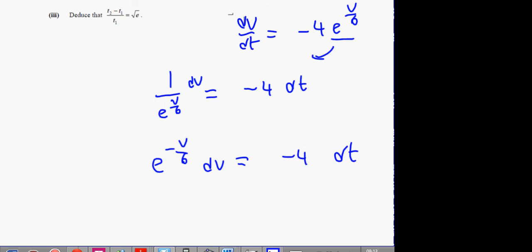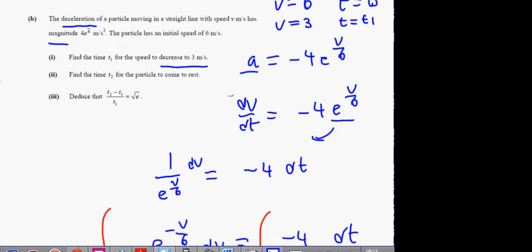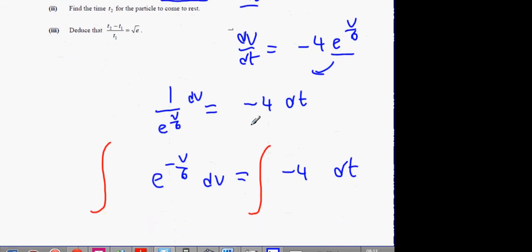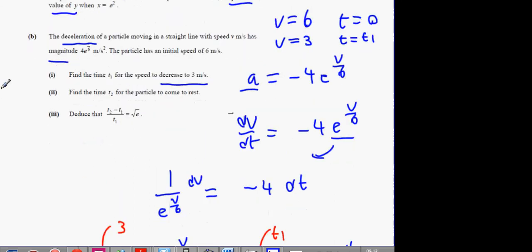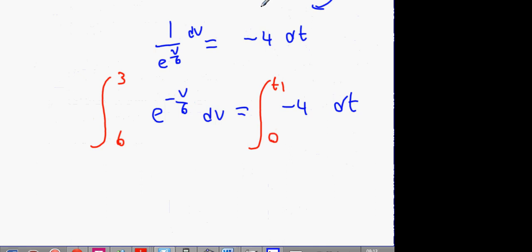And now we're going to integrate. Make sure we match them up properly: t1 on top, 3 on the top, 6 on the bottom, and 0 on the bottom. Now we're ready to do this. Now remember the rule about integrating e. What's the general rule? It never ever changes its power. So it was v over 6, now it's still v over 6.